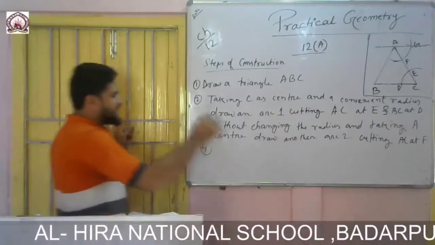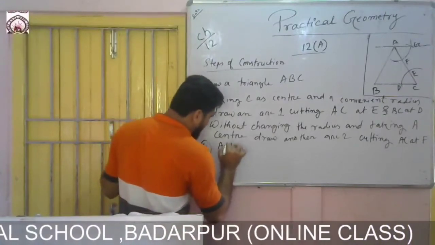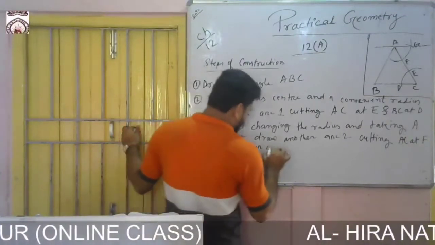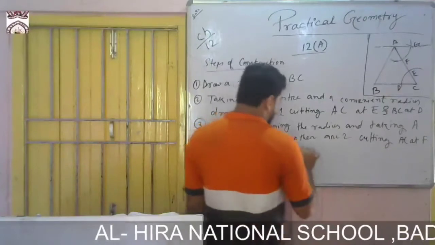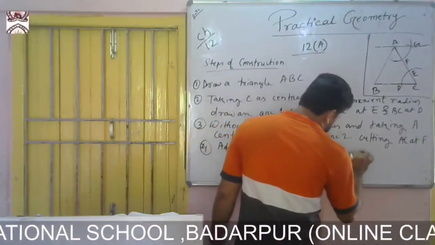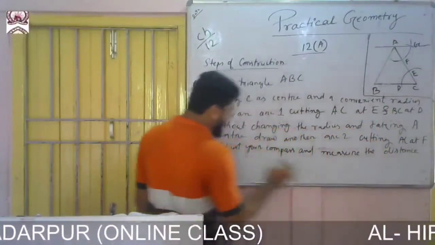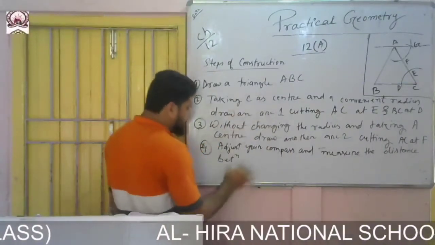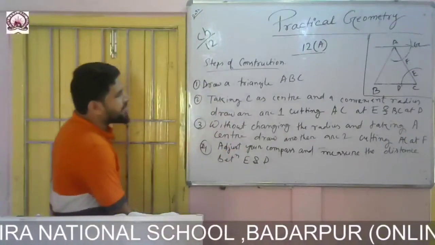Measure the distance between B and C. Adjust your compass and measure the distance between, by the way I am writing a short form, between E and D.